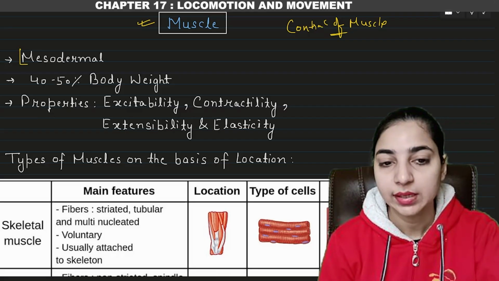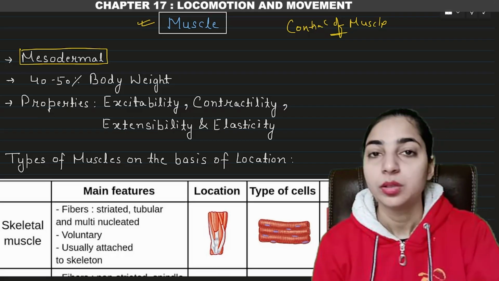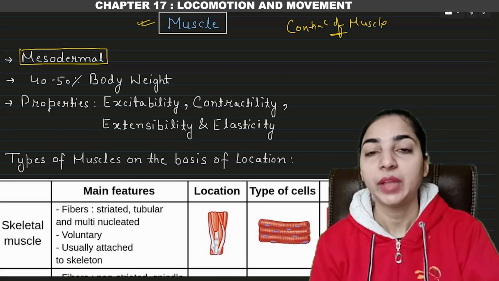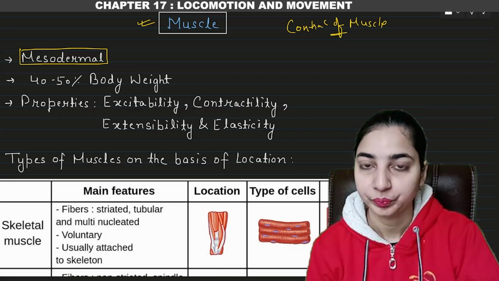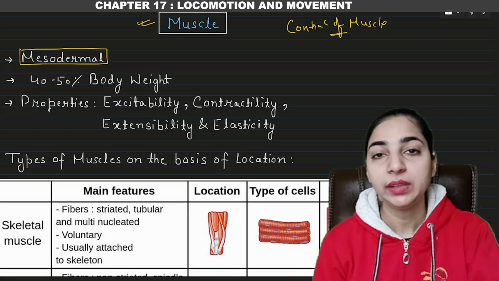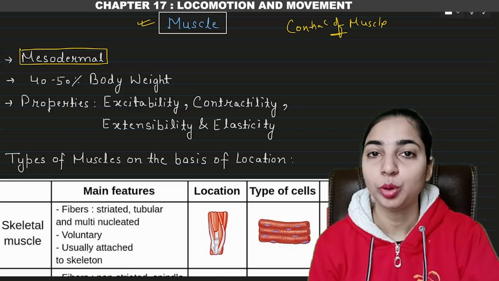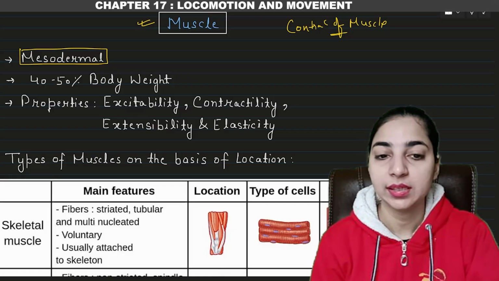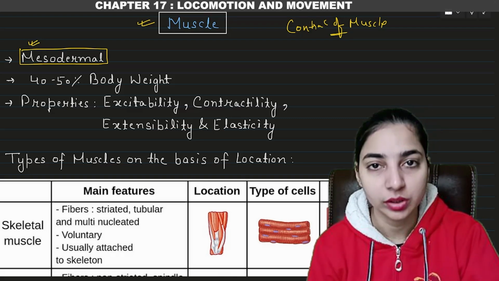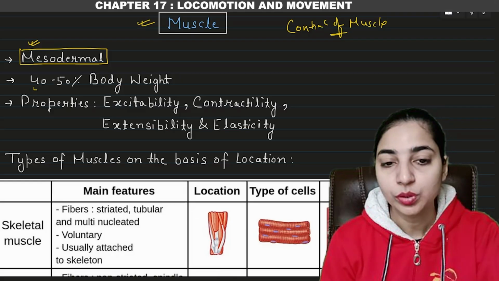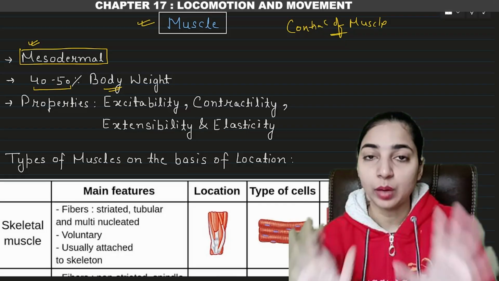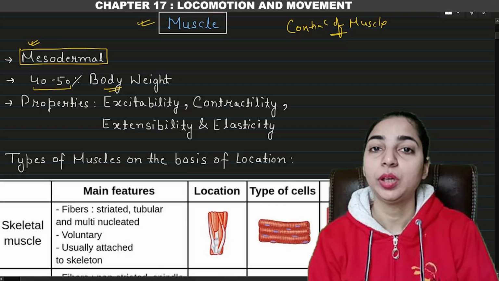So muscle has a mesodermal origin. You would have studied in the chapter structural organization in animals that we have three types of embryonic layers: ectoderm, endoderm, and mesoderm, right? Out of these three embryonic layers, the muscle is developed from the mesoderm. Therefore we say that it has a mesodermal origin. And it contributes around 40 to 50% of the body weight. So around half of the body weight is contributed by the muscles.